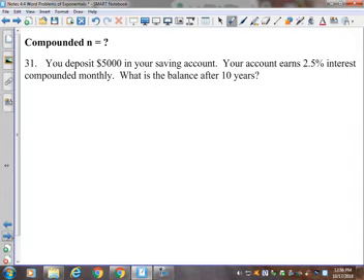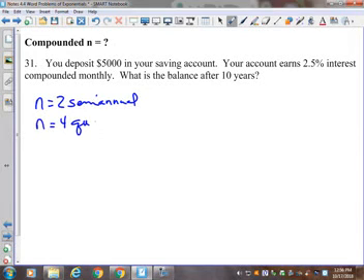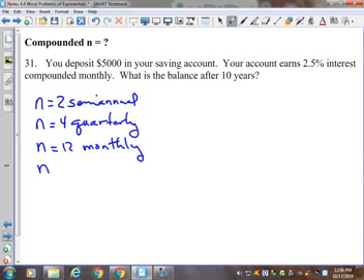So compounded, well, what if n is a number that's not 1? Because n can be 2 for semi-annual. It can be 4 for quarterly. It can be 12 for monthly. And it can be 365 for daily.